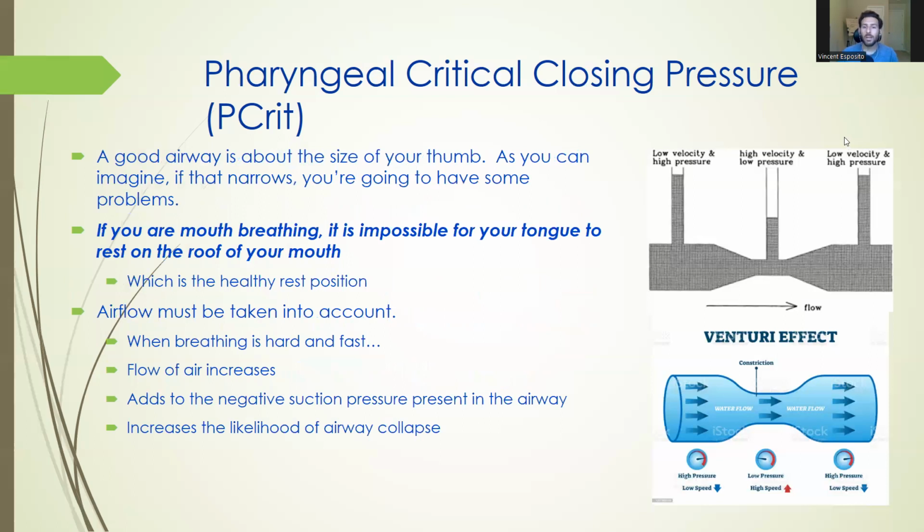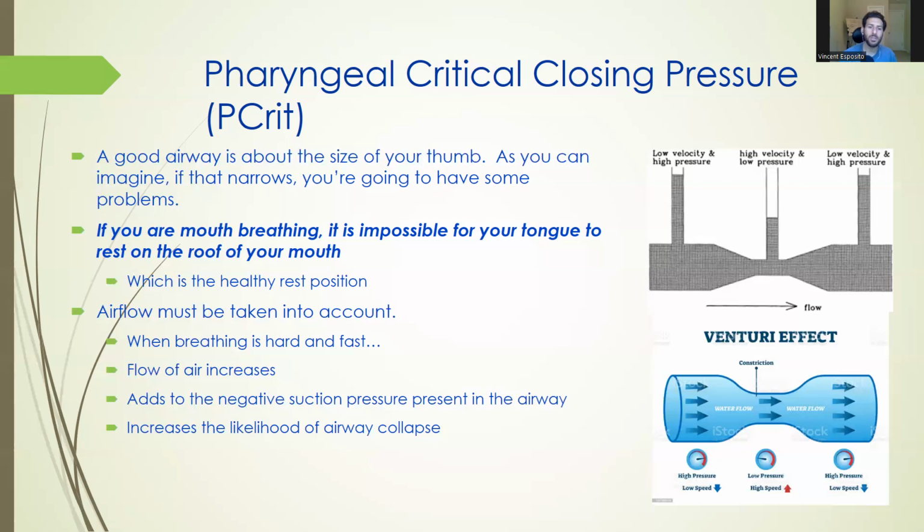Now, remember, your airway, if you're looking for it, is about the size of your thumb here. So if you are mouth breathing, it's going to be impossible for your tongue to rest on the roof of your mouth. And you can test this yourself. If you have your mouth open, you might be able to touch the tip of your tongue to the roof of your mouth, but you're going to have to actively do it. And you're also not going to be able to do anything else if you're mouth breathing. It's going to be incredibly uncomfortable. So with the tongue resting on the palate, that's going to increase the diameter of the airway.